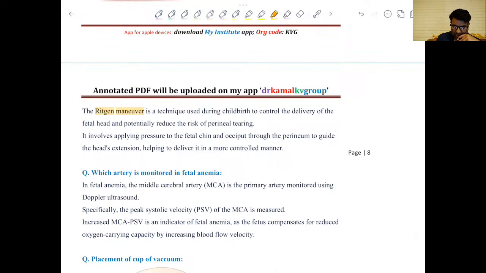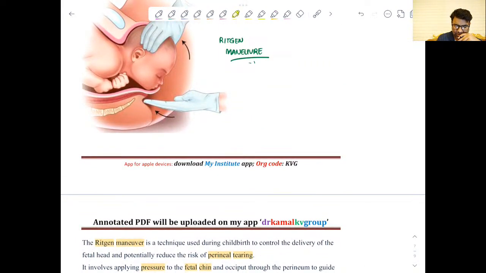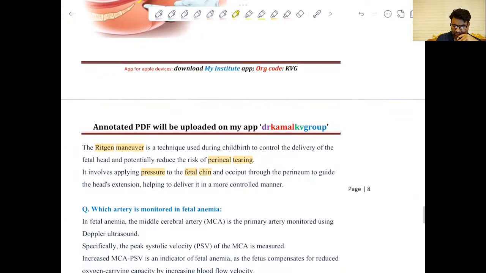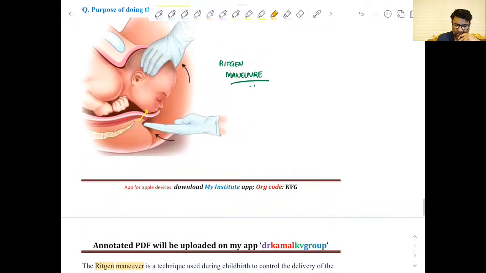So this is done when we want to minimize the chances of perineal tearing. We just want to minimize the chances of perineal injuries. So this is Ritgen technique, and here what we are doing, we are applying pressure to the fetal chin. We can see we are applying the pressure here to the fetal chin. And secondly, we are also applying pressure over the occiput. So here we are applying the pressure over the occiput.